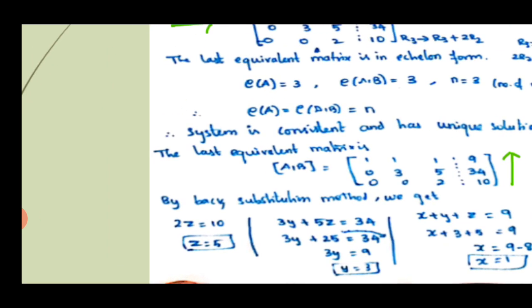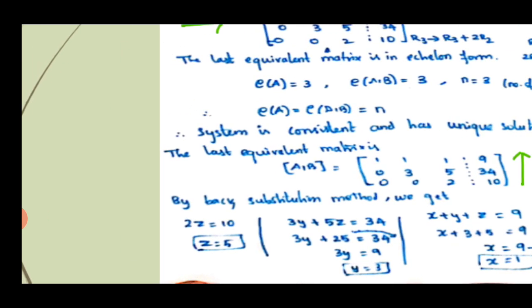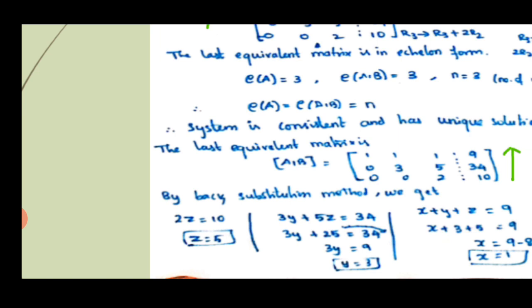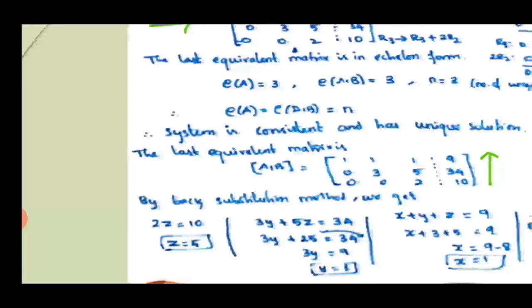Now, first, when the question is given, we made the AB matrix by writing the coefficients. Now we are going to do it back. So we are going to use the back substitution method. That means from the matrix, we are going to create the equations. You start from the last equation, that's the last row. That's why it is back substitution.